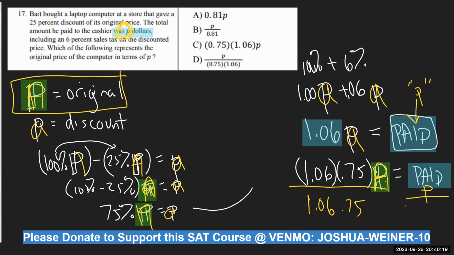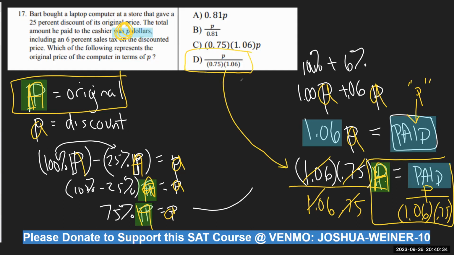Now dividing on the right side by 1.06 and 0.75, we'll cancel these factors. And we get the original amount is what was paid divided by 1.06 and 0.75. So those were the correct factors from algebra 1, based on the P dollars that were actually paid. Take the paid dollars, divide by the tax, 1.06, and the discount, and you get back to the original price. Okay. That was number 17.